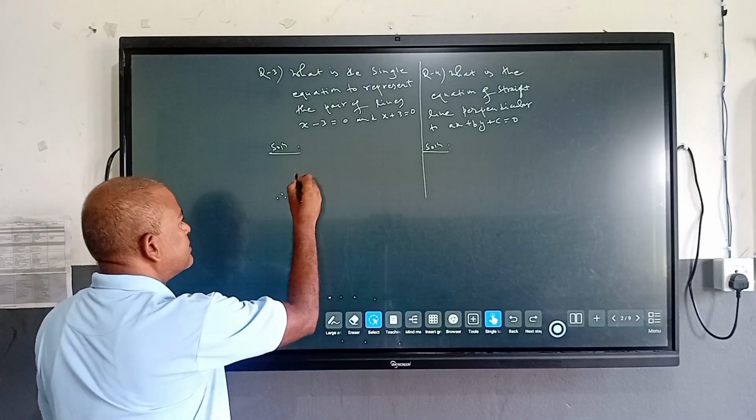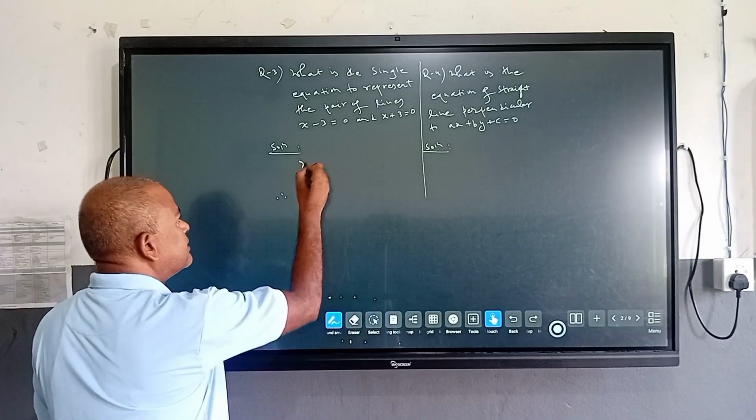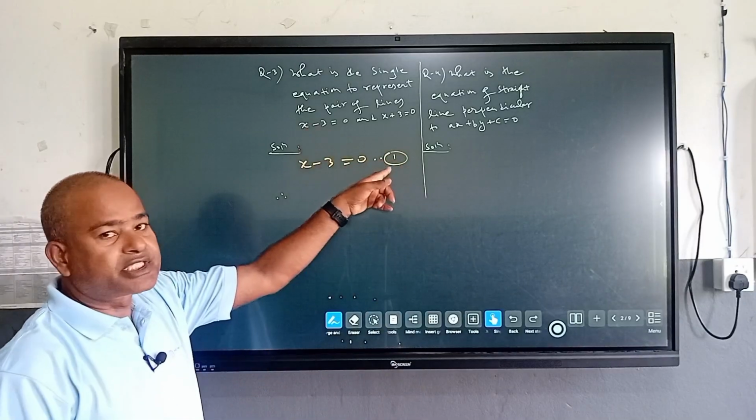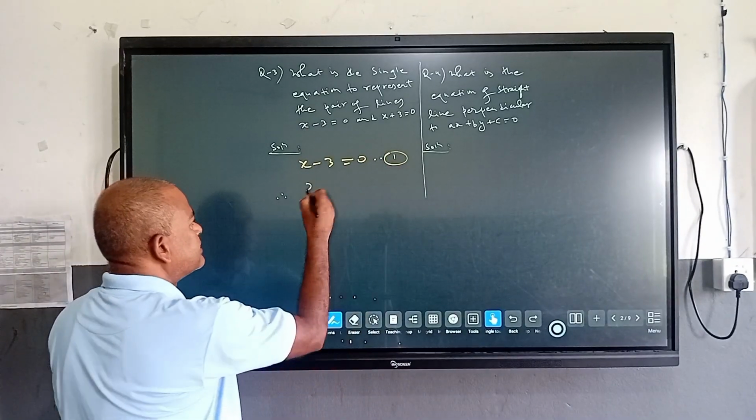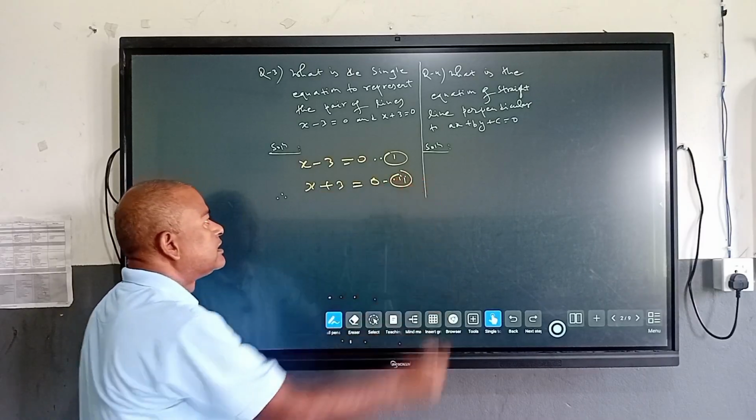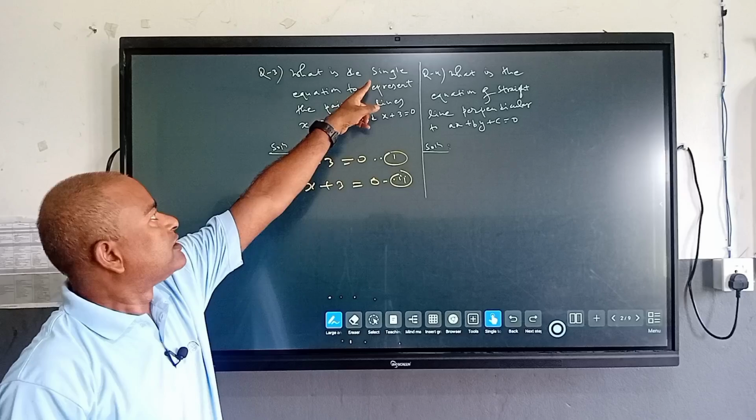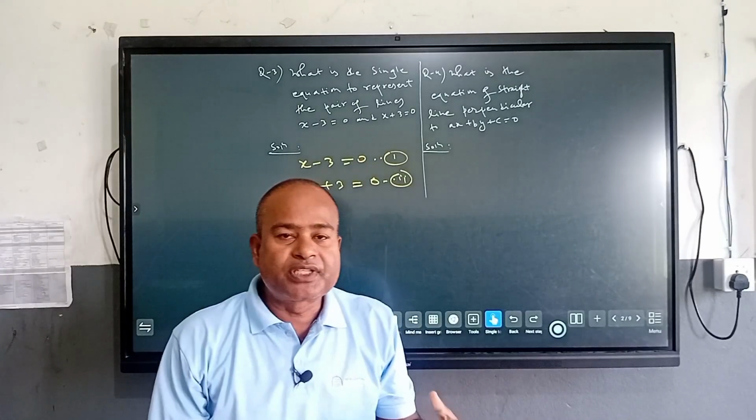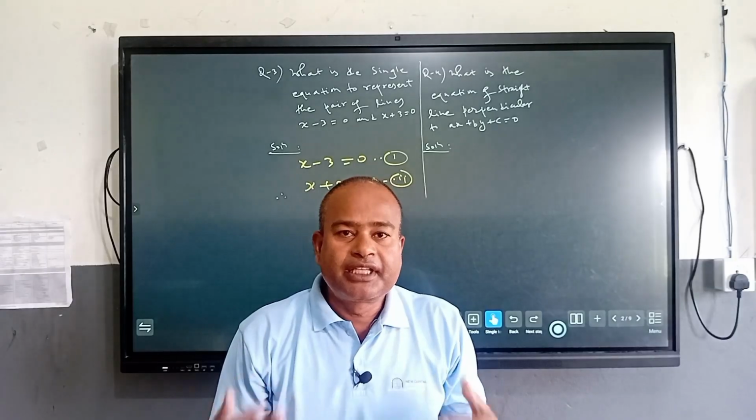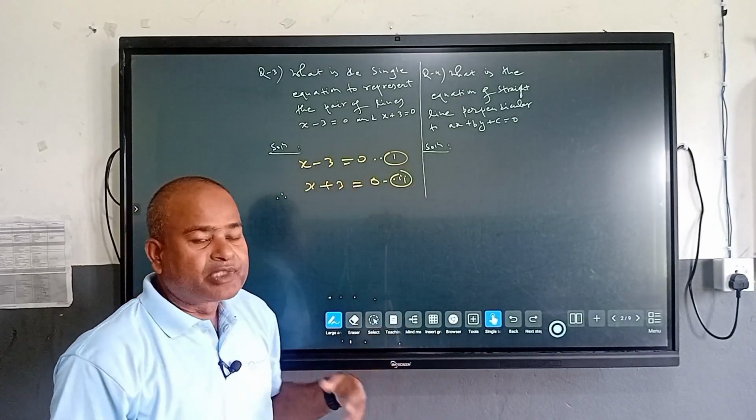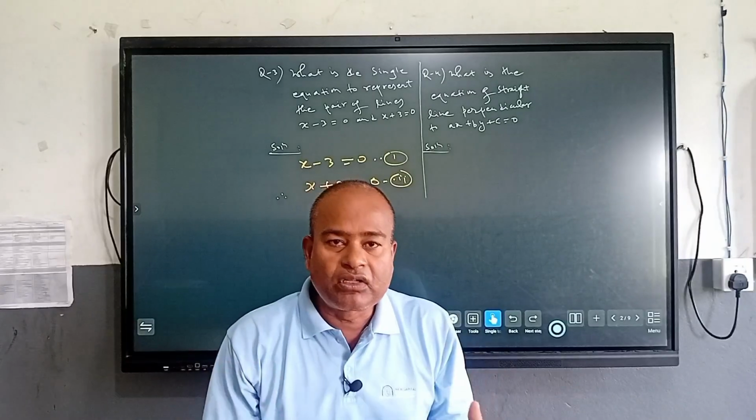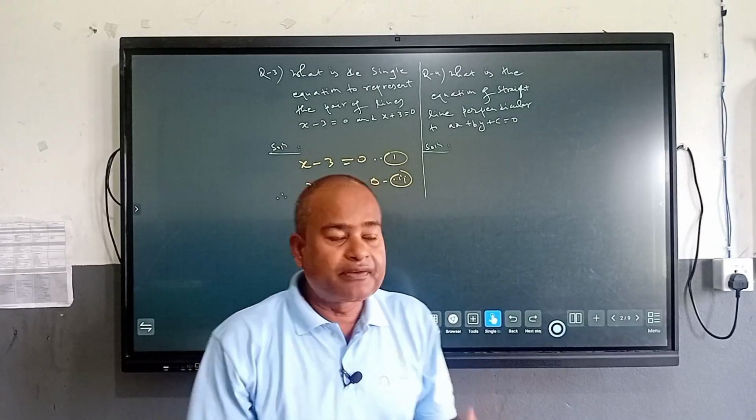Dear students, the first equation is x minus 3 equals 0, and the second equation is x plus 3 equals 0. In order to find a single equation when the equations of two straight lines are given, we simply have to multiply. The product of two straight lines is called the equation of a pair of lines.